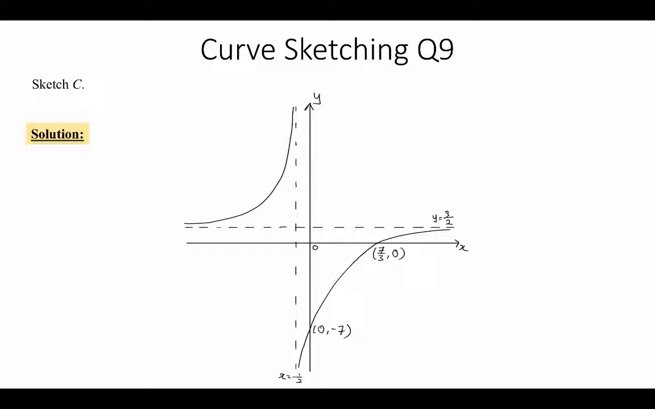Last of all, we have to sketch C. This is how your graph should look like. Take note to label all the asymptotes as well as the x and y intercepts.